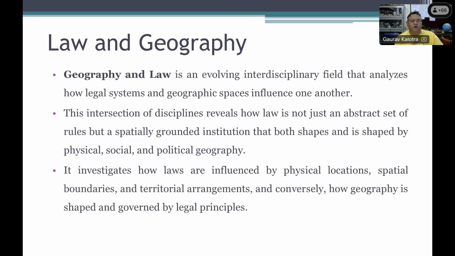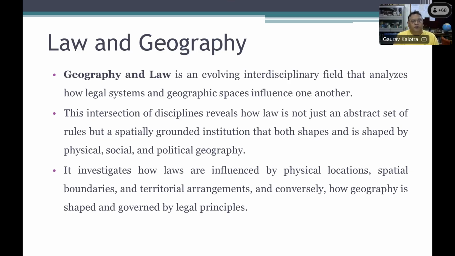Now, moving on to law and geography. So geography and law is an evolving interdisciplinary field that analyzes how legal systems and geographic spaces influence one another. See, as I've already told you that in geography, we study human beings. And as far as law is concerned, law is made for human beings only so that they can work for the development of the country and for their own development. So there are some laws.